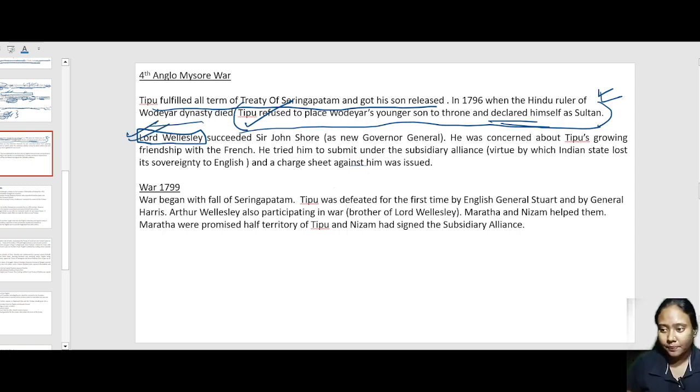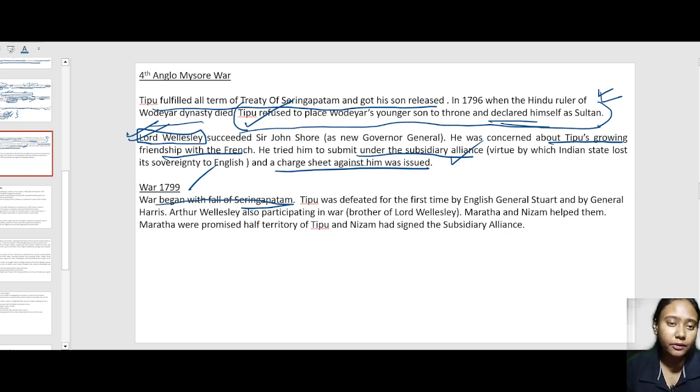Please remember, he was concerned about Tipu's growing friendship with the French. He tried to make him submit under the subsidiary alliance, to surrender his sovereignty to the English. But that was not acceptable to him, and a charge sheet was also issued against him. Now, the war started in 1799. The war began with the fall of Seringapatam.